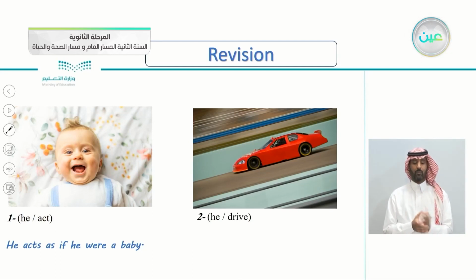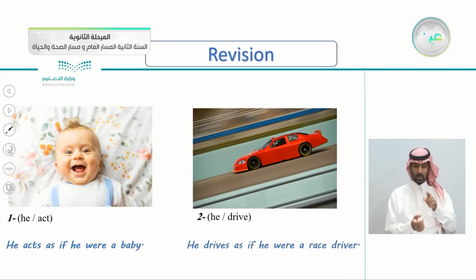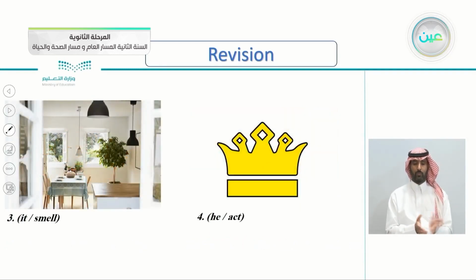And here we see, what type of car is this? Yes, this is a racing car. So he drive. Let's see the correct answer here. He drives as if he were a race driver. So he's driving very fast. Number 3, it smell. And notice all the trees here, all the plants. How do you think it smells in this room?